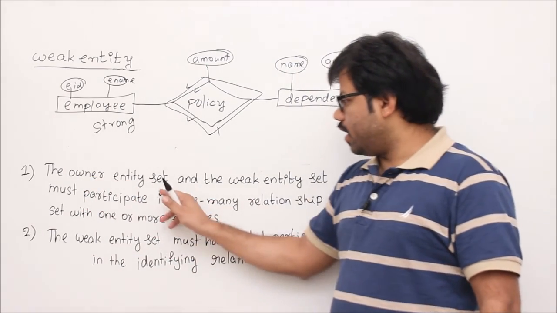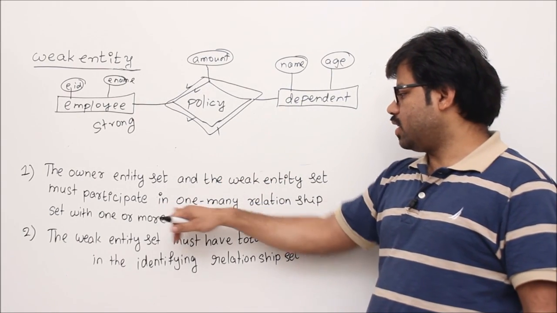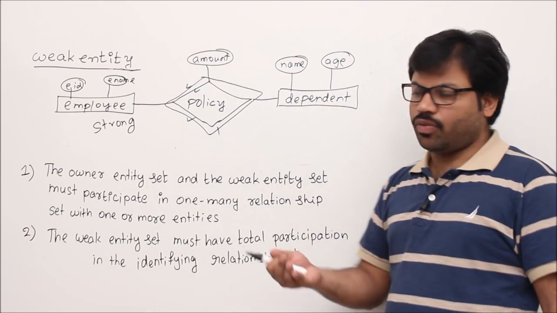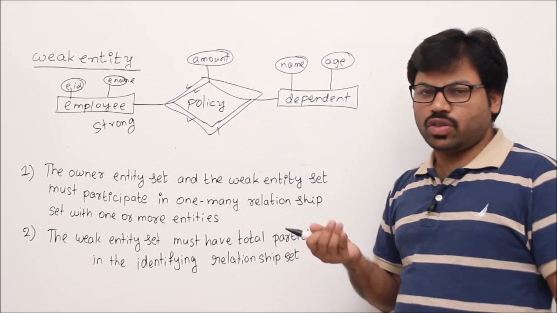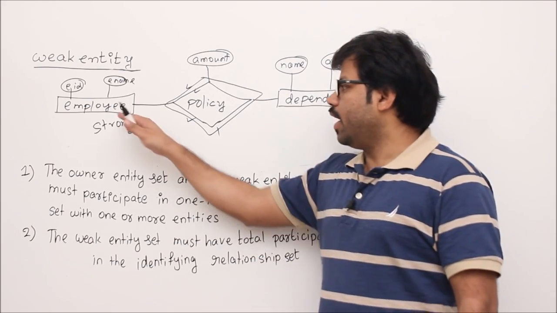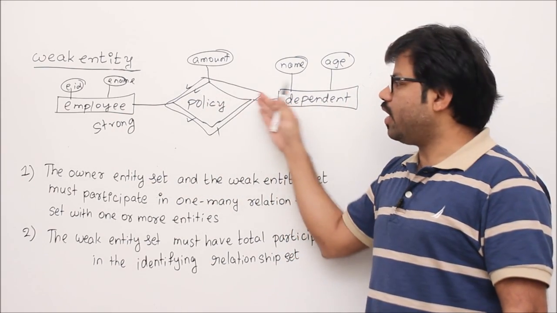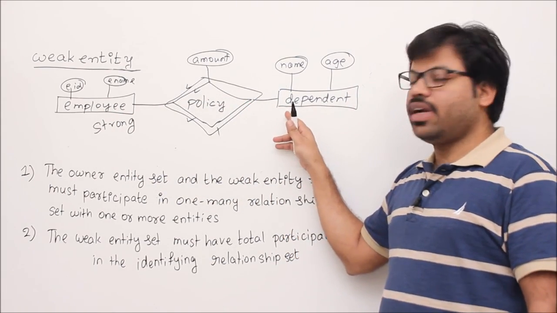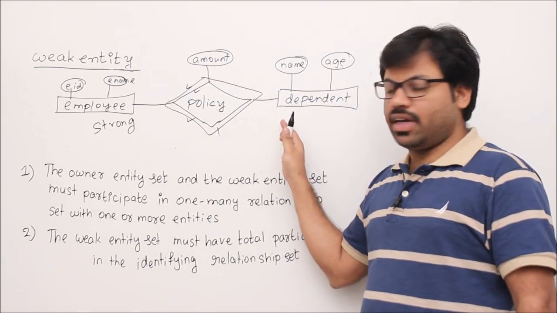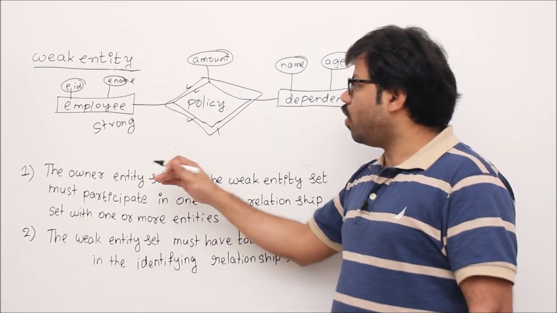One is the owner entity set employee, and the weak entity set dependent must participate in a one-to-many relationship set with one or more entities. That's quite obvious, right? Definitely, dependent first of all should participate in the relationship, and it should be one-to-many. Why it is one-to-many, I will tell you. Every employee, that means the strong entity, can have many dependents, many weak entity values. But every dependent should participate with only one employee. That means one dependent cannot be dependent for multiple employees. That is the idea. So that's why it should be one to many.